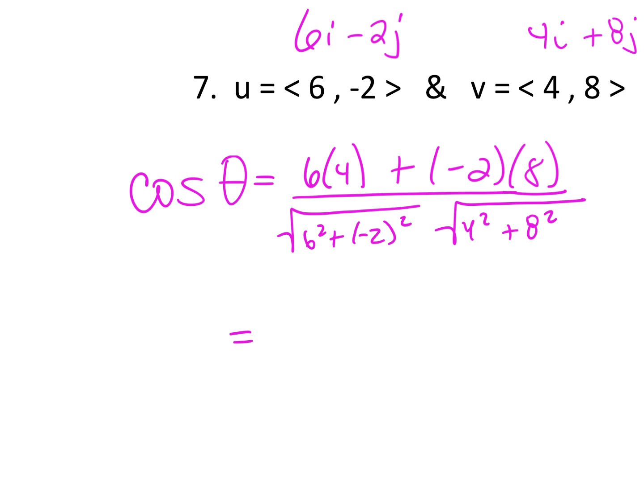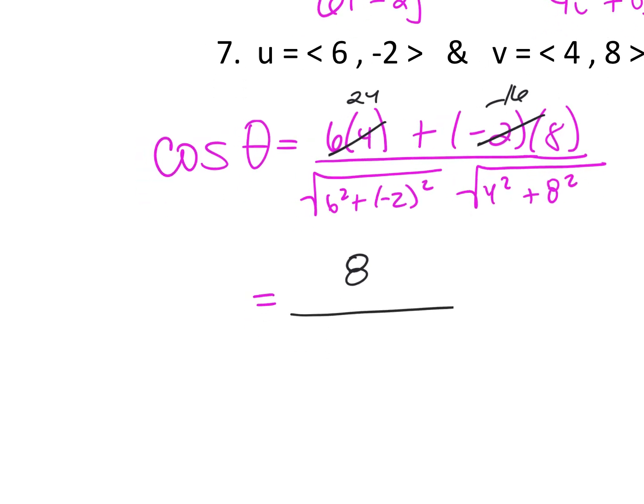Simplify as much as you can. Make your life a little easier. What is 6 times 4? 24. What's negative 2 and 8? Negative 16. Okay, what's 24 minus 16? 8. All right, that's a lot easier for you to punch into your calculator.